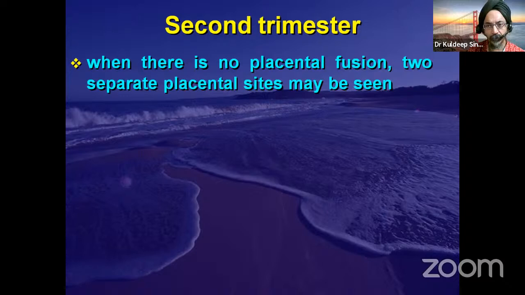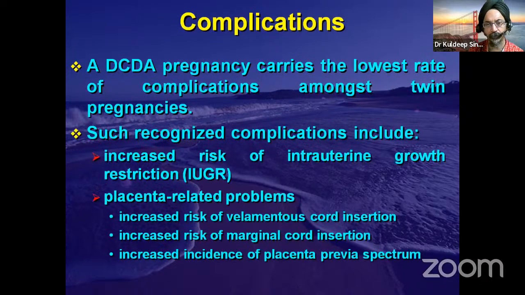When there's no placental fusion, we are looking at two separate placental sites. Life becomes much more comfortable and easier. They carry the lowest rate of complications. But what are the complications that could be there? There is an increased risk of FGR, velamentous cord, marginal cord, or placenta previa spectrum. We have the placenta related problems.